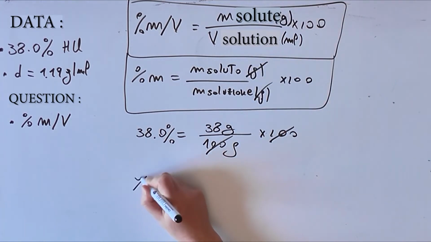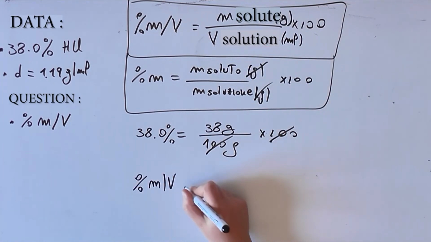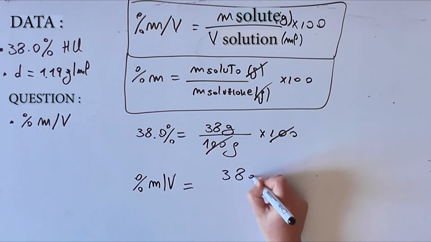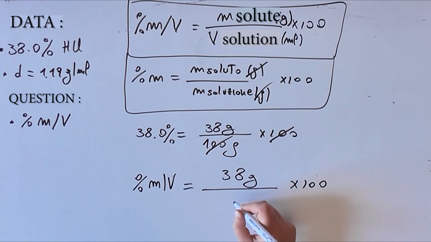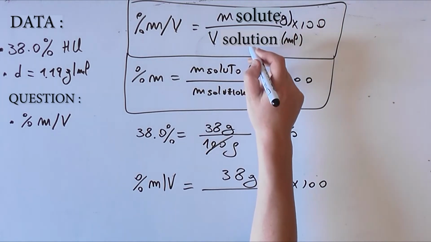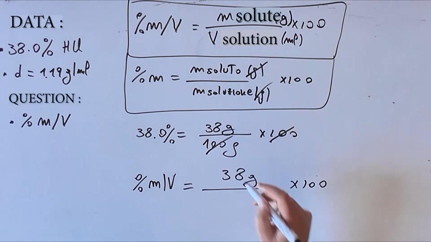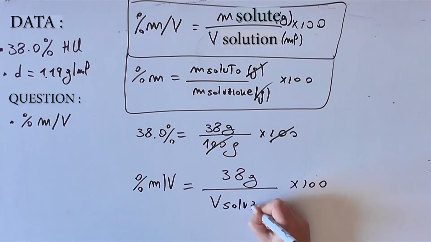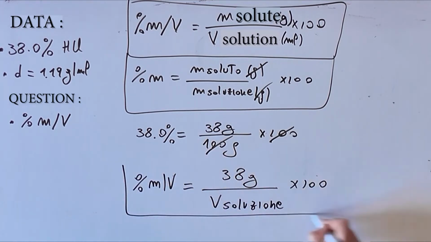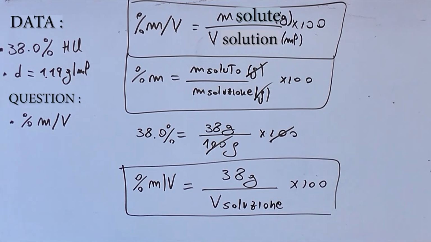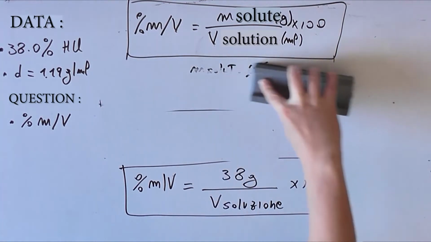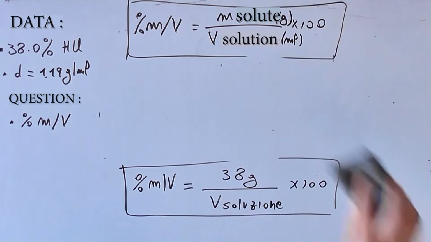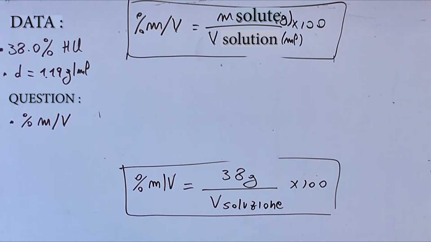The mass of solute is 38. So the mass volume percentage is equal to 38 grams times 100, but now the volume of solution is missing. I know only that the mass of solution is 100. So only one datum is missing. We are better off than before, when we lacked more information. Now let's erase here, because now we have to understand the concept of density.